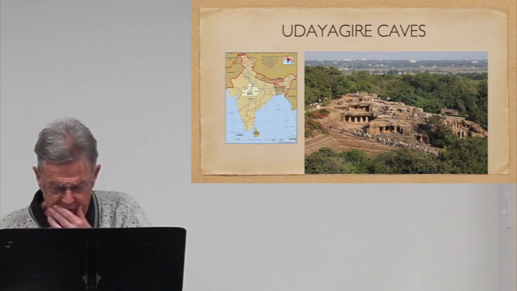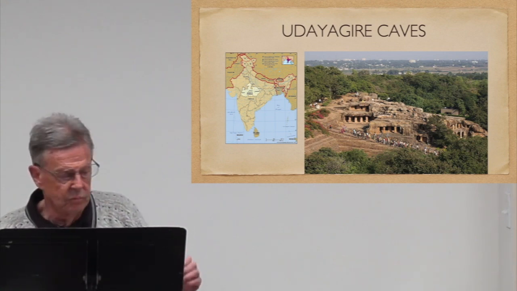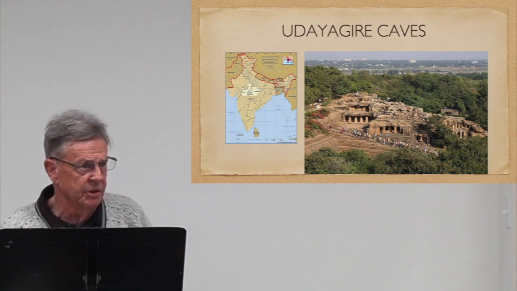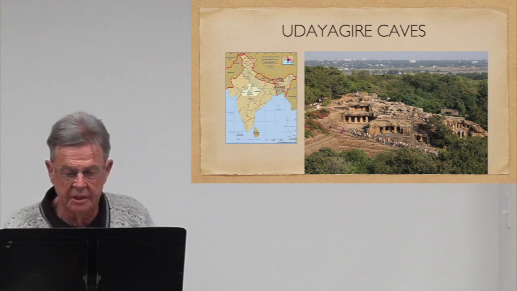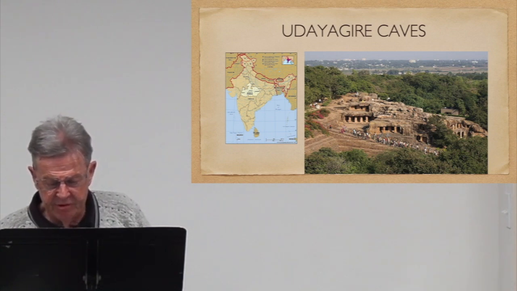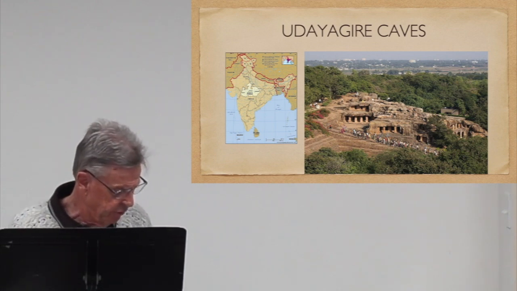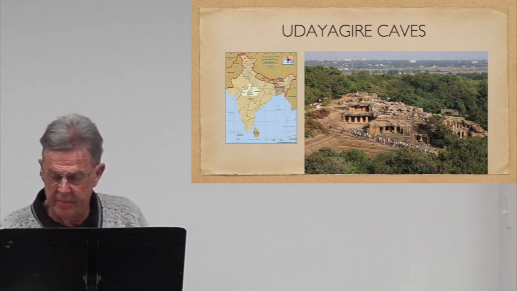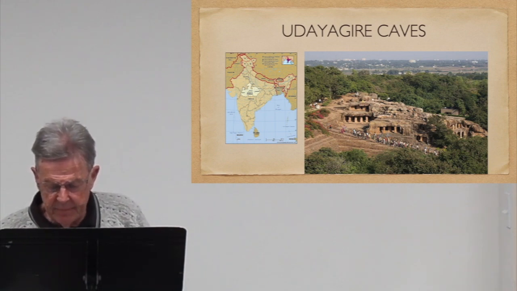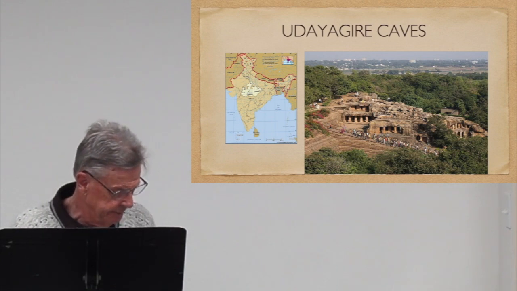Okay, I want to now move to some cave sculpture, rock sculpture, which is some of the best in the world. These are the Udagiri caves. There are 20 caves in the Madhya Pradesh, which is in central India there. You can see the map. Primarily devoted to the gods Vishnu and Shiva.